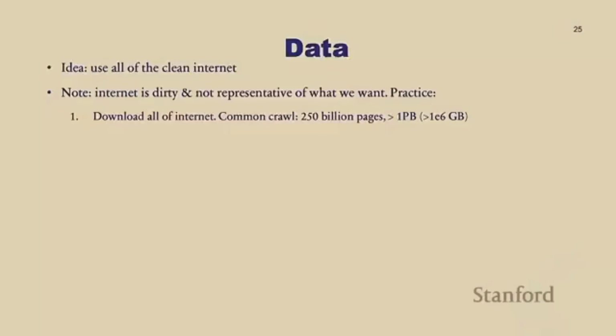Common Crawl is one web crawler. People don't usually write their own web crawlers. They use standard web crawlers, and Common Crawl is one of them that basically every month adds all the new websites that were added on internet and found by Google, and puts them in a big dataset. So on Common Crawl, you have around 250 billion pages right now, so 1e6 gigabytes of data.